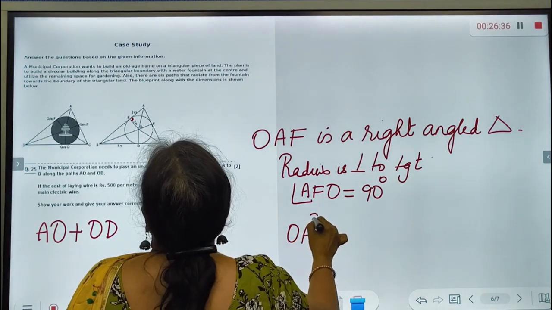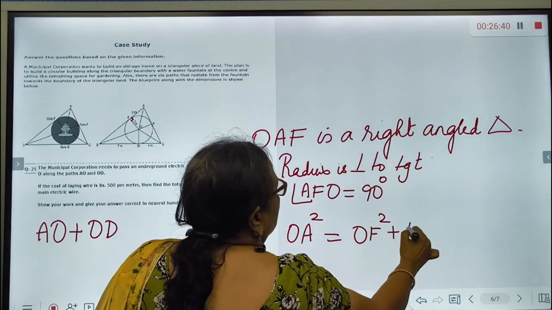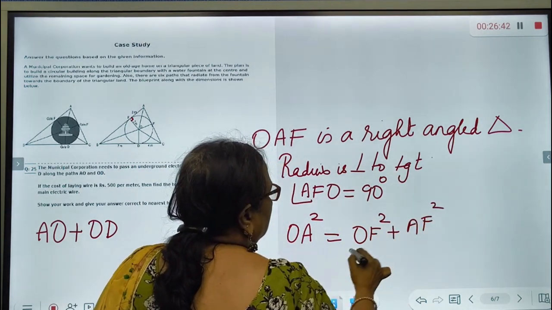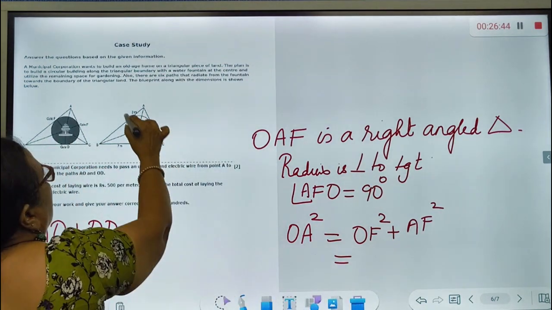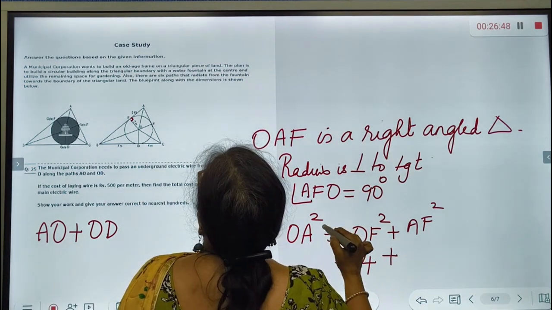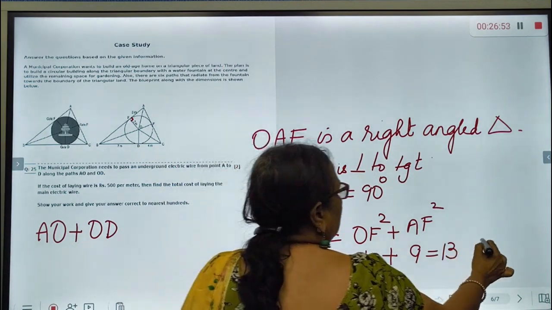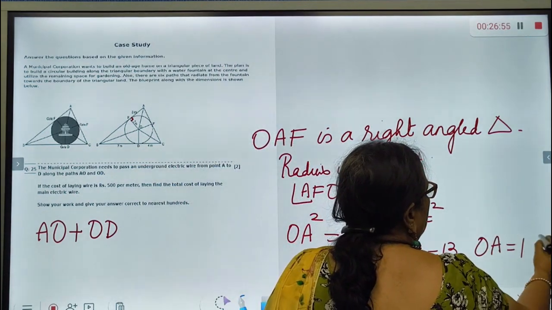So OA square, the hypotenuse of the right triangle, is OF square plus AF square. OF square is what? OF is the radius of the circle. So 2 square, which is 4. What is AF square? 3 square, which is 9. The sum is 13. So OA is root 13.